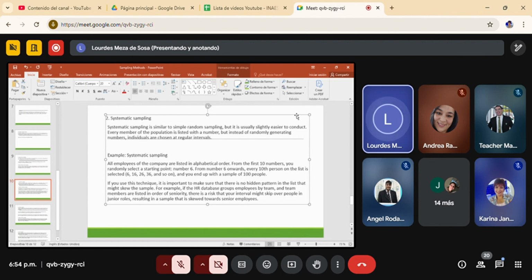So from the first 10 numbers, you randomly select a starting point, for example, number 6. Yes, Professor? Yes, can we say that in systematic sampling, it says here irregular interval. So, for instance, it's not a raffle, right? But what if I use, for instance, for group number 1 the even numbers, and group number 2 the odd numbers, for instance?